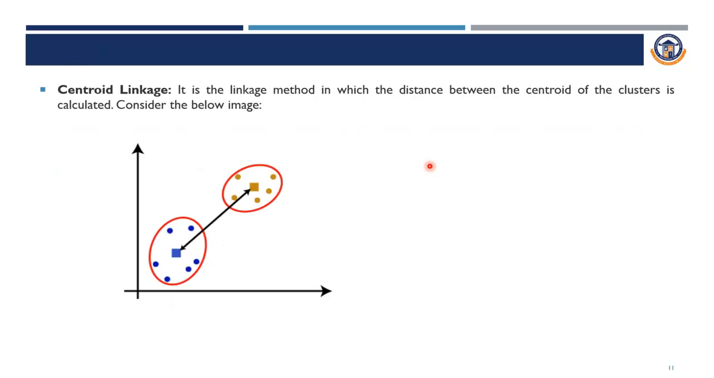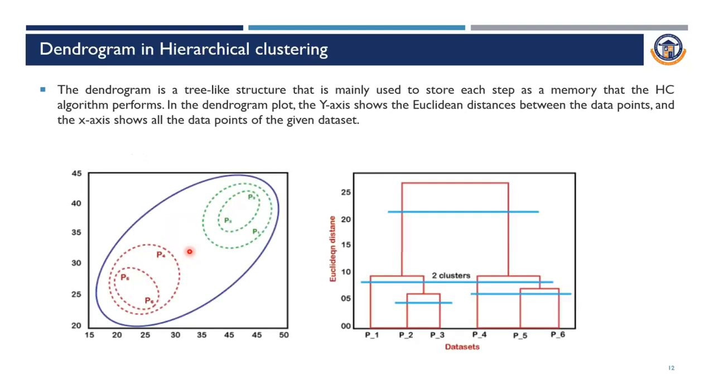Next, the centroid linkage. Here we consider the linkage method in which the distance between the centroids of the clusters is calculated. So this is an example of centroid linkage. We have two data sets or two clusters. Here we create the centroid of the clusters, so one centroid is formed. The second data set also creates one centroid of its cluster.